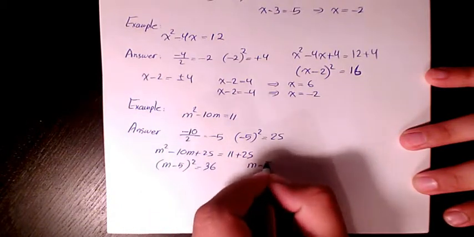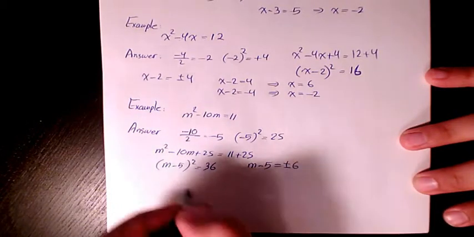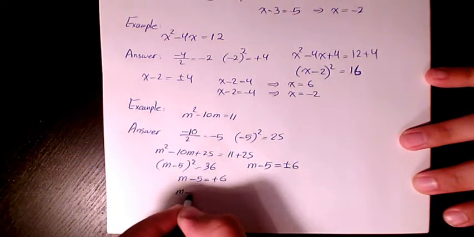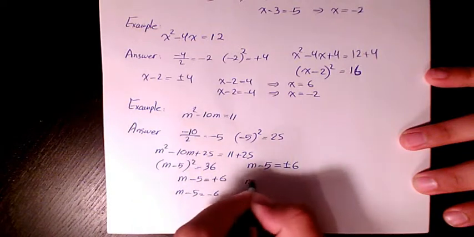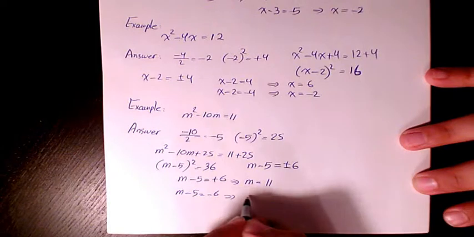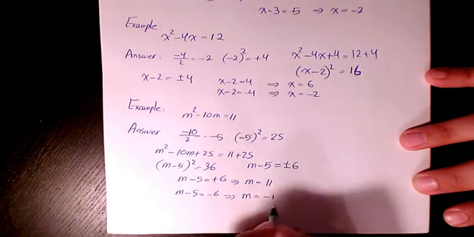So we have m minus 5 is plus minus 6. m minus 5 is plus 6. m minus 5 is negative 6. So in the first case, that will be 6 plus 5, 11. Here will be negative 1.